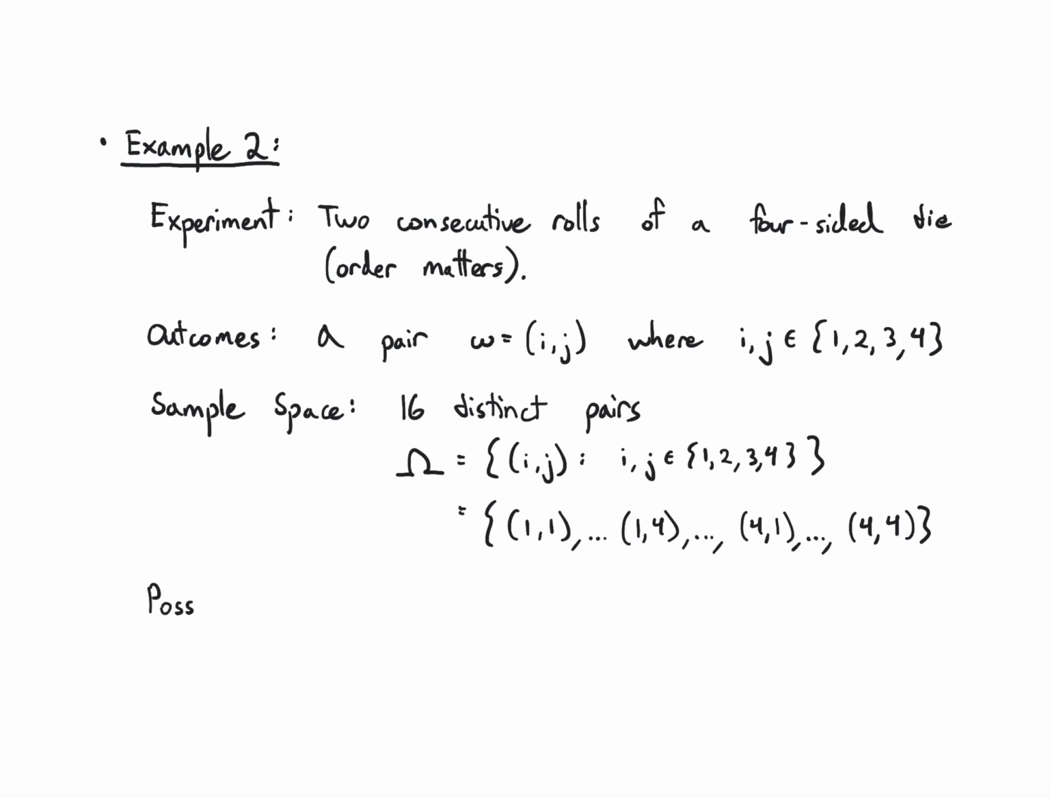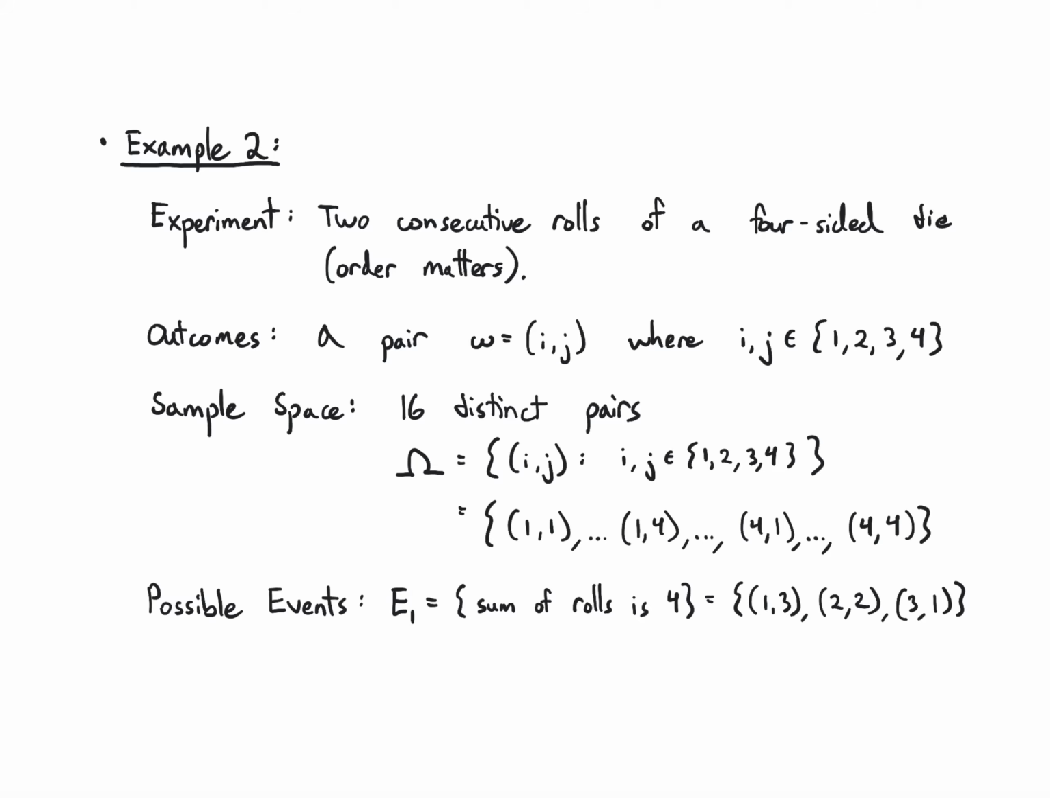Okay, let's write out some possible events. Let's say event E1 in this case is that the sum of rolls is 4. Let's list out the rolls that satisfy that the sum is 4. The first one that comes to mind is 1,3, and then 2,2, and then also 3,1. Those are the possible rolls that actually add up to 4. What about the event where the rolls that I see are equal? Let's say E2 is the event that the rolls are equal. That's simple. Those are going to be the pairs 1,1, 2,2, 3,3, and 4,4. Okay, let's move on.